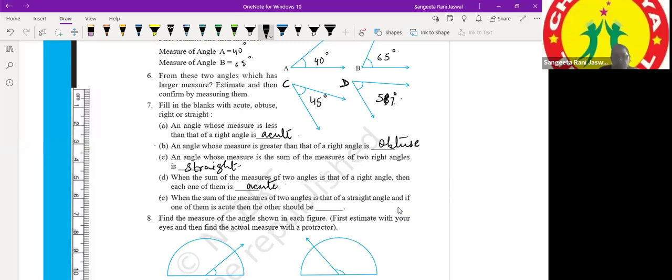Obtuse. Obtuse. Okay. The sum of the measure of two angles is that of a straight angle, and if one of them is acute, then the other will definitely be obtuse. Okay, so this is the angle. If you have some angle like this, if one angle is acute, then obviously the other has to be obtuse only.